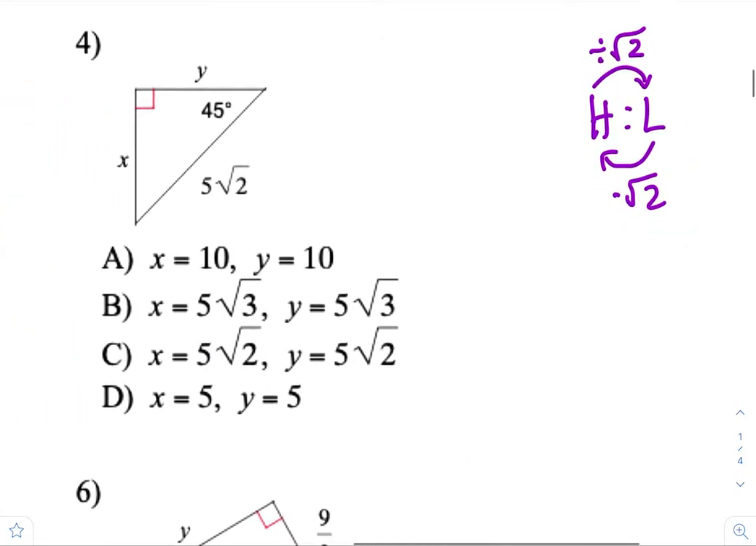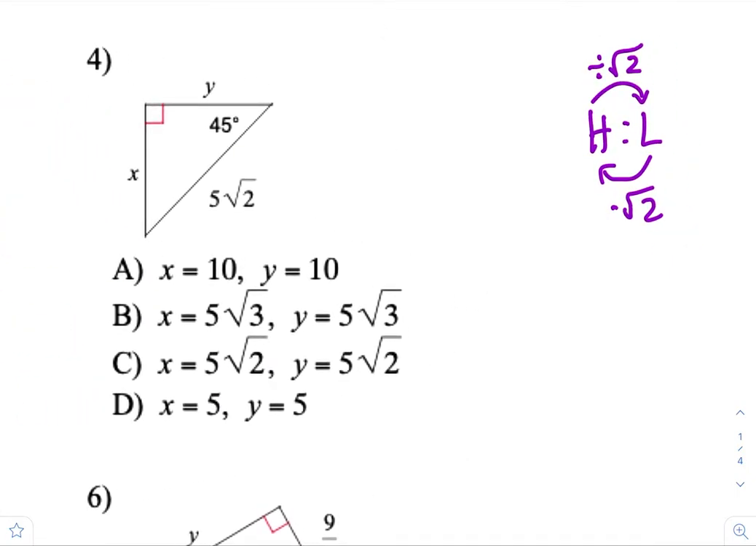Number 4. Alright, 45, 45, 90. So remember, both of these are legs, and they're both equal to each other because both of these angle measurements are equal. And this one, you guys, is the hypotenuse. Alright, so we have hypotenuse, which means we need to go from hypotenuse to a leg. And hypotenuse to a leg, you guys, is dividing it by square root of 2.